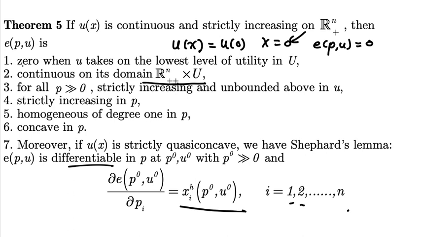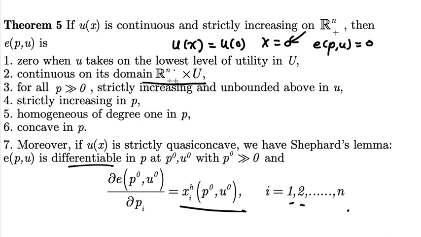Now, the second property is continuous on its domain. And what does it mean by this? If you can recall, the utility function is also continuous in its domain, isn't it? The main thing about continuity of the expenditure function or utility function is that it allows us mathematically to differentiate the function. Therefore, it has something to do with the differentiability concept.